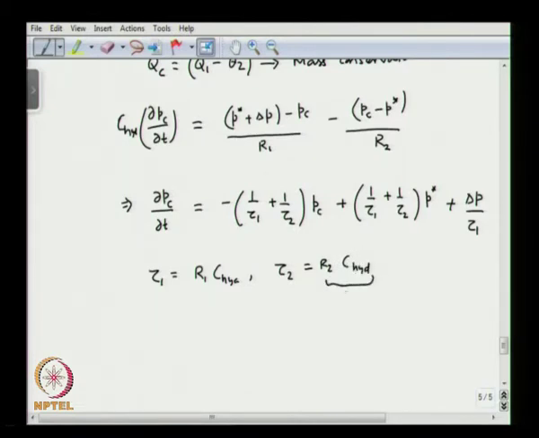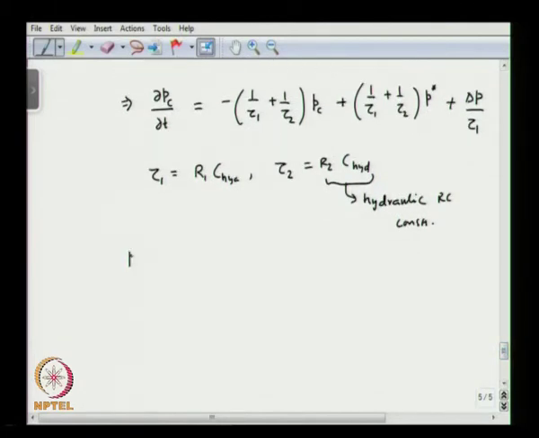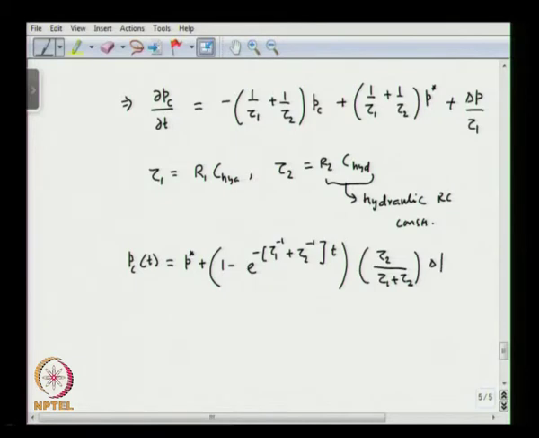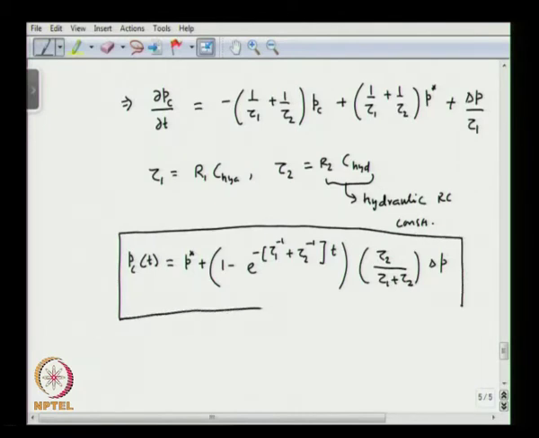So, these are called hydraulic RC constants. The solution would be Pc of T will be P star plus (1 minus e to the power minus (tau 1 to the power minus 1 plus tau 2 to the power minus 1) into T) into tau 2 divided by (tau 1 plus tau 2) into delta P. So, that is how the central pressure is going to vary over time, and this expression is similar to the voltage across a charging capacitor which is charged by a voltage divider. If you look at an electrical equivalent, this expression looks similar to that.